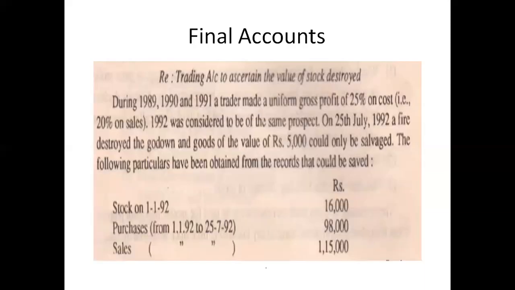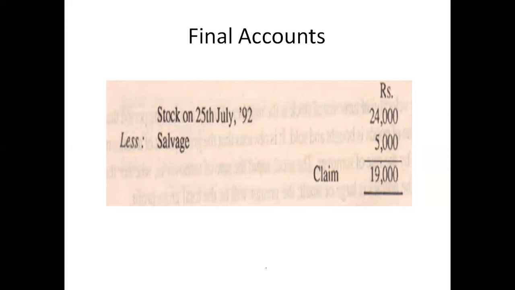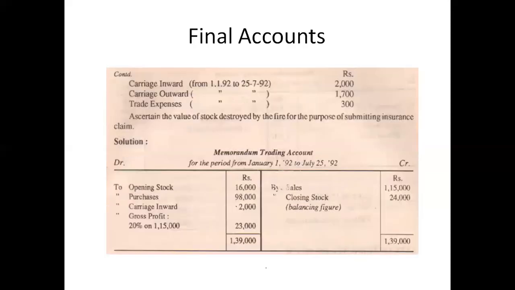This is a claim to the insurance company for the value of the goods destroyed. Now, carriage inwards for the period is rupees 2,000. Carriage outwards for the period is rupees 1,700, and total expenses is rupees 300. Now we are here to ascertain the value of the stock destroyed by fire, and we'll continue with that in our next session. Thank you.